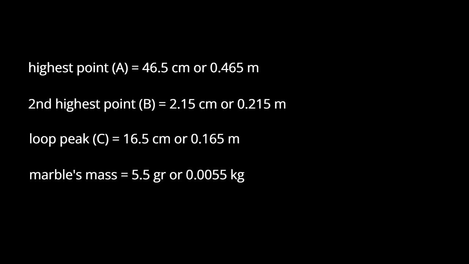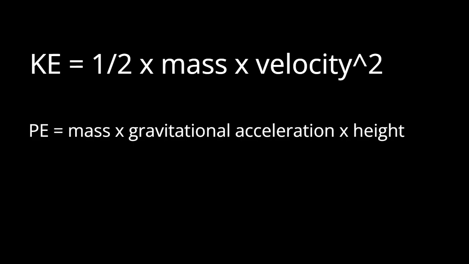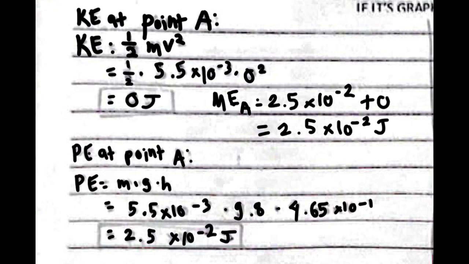The relevant formula for the first part of our calculation is kinetic energy is half of mass times velocity squared. Potential energy is mass times gravitational acceleration times height of the position, and mechanical energy is the sum of potential and kinetic energy. The first set of calculations is for point A, in which we find the kinetic energy is 0 joules, and the potential energy is 2.5 times 10 to the power of negative 2 joules.